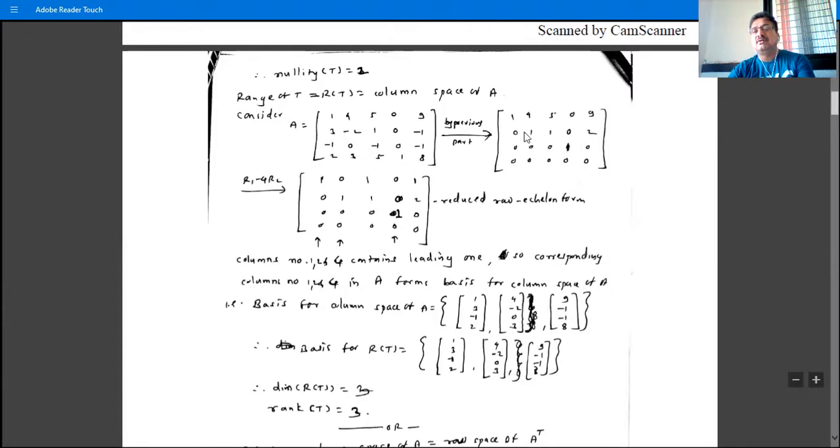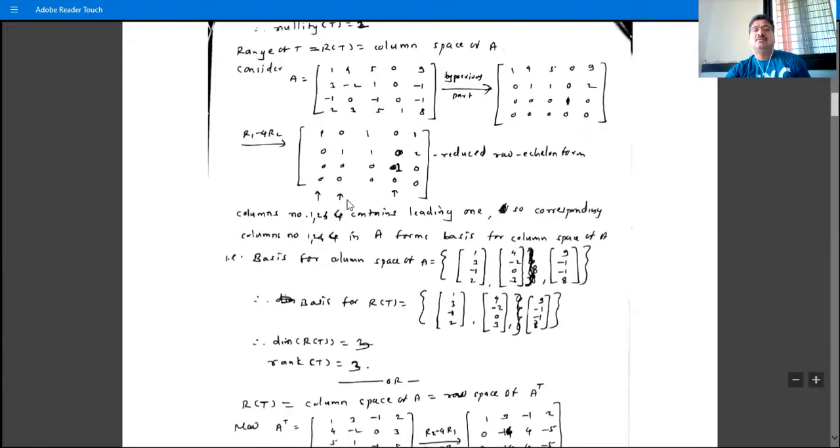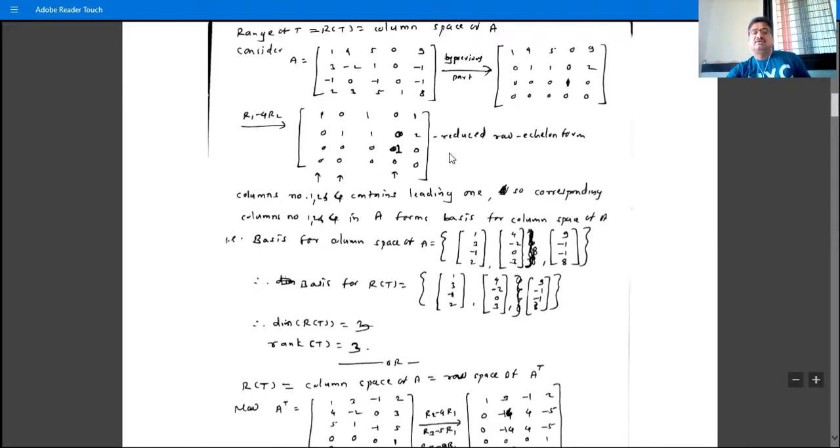But in the second column this is 1, but the remaining elements are not equal to 0. This is not equal to 0. So we have to reduce this 4 to 0. The operation is R1 minus 4R2. Then we have the element 0 at this place. So 5 minus 4 is 1, then 0, 0 as it is, 9 minus 8 is 1. So after this calculation, we have the reduced row echelon form.